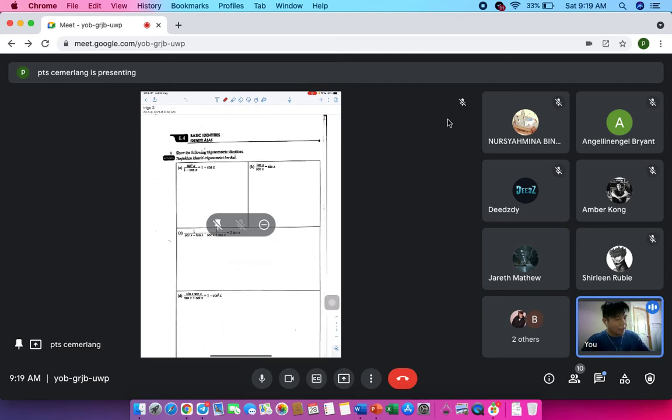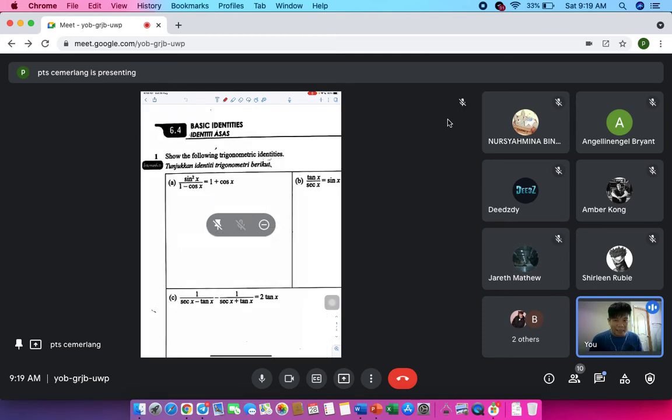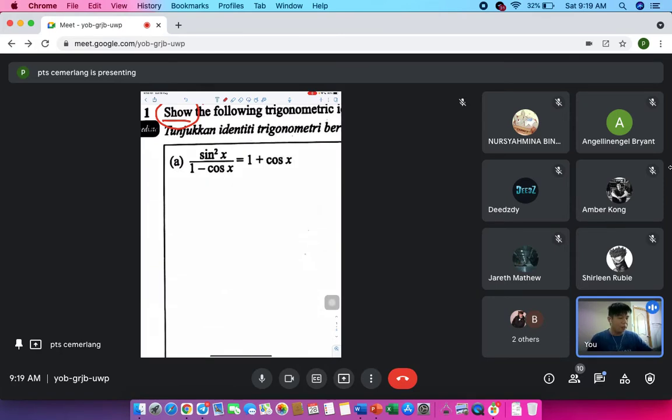Yes. Okay, now, let us look at your basic identities. The first one is asking you to show the following trigonometric function. What does show mean? Sometimes questions say show, sometimes questions say prove. Prove. Tunjukkan. Show. Okay? So now, you have your equation like this: sin square x divided by 1 minus cos x equals 1 plus cos x.